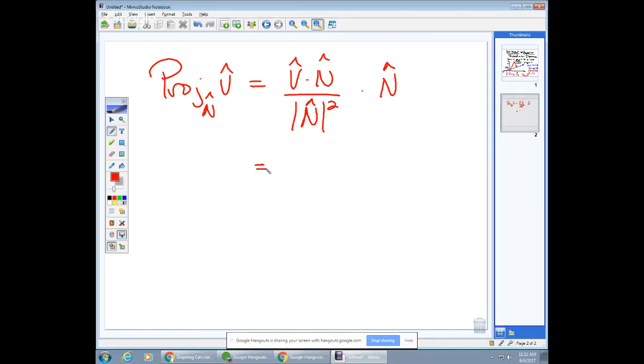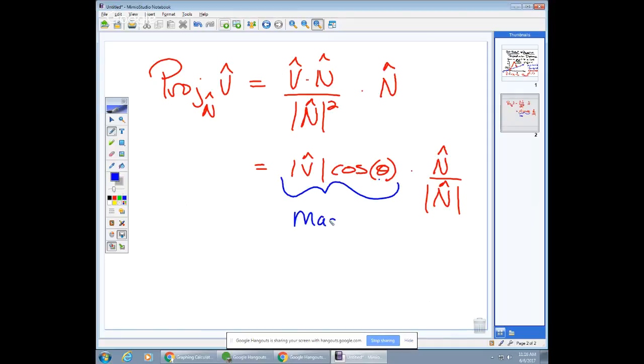Other versions of this were to take the magnitude of vector v times the cosine of the angle between the vectors, times the unit normal vector, which should be that one right there. Now we don't currently know that angle, but this right here, remember, is the magnitude of the projection. So just a little review from last time.